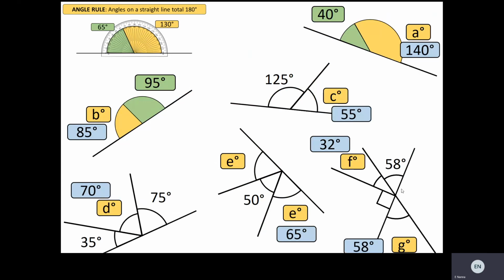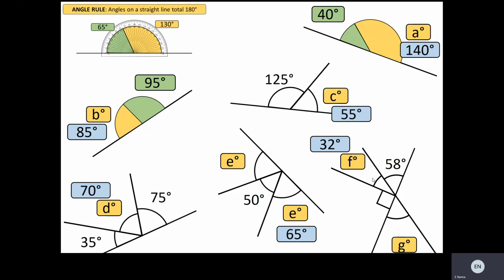Okay, now we haven't done angles on a point. We can still do this even if we haven't done angles on a point. So if we look here, we want to find F and we want to find G. Yes? So how do we go about that? What you could do is, can you see this line here? Yeah? All these angles here would add up to 180 degrees. So what I could do is take 58 and 90 away from 180 to give me this angle here.